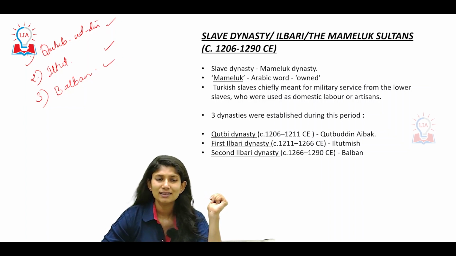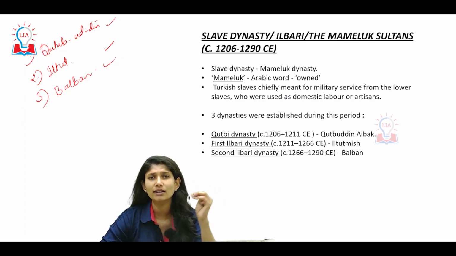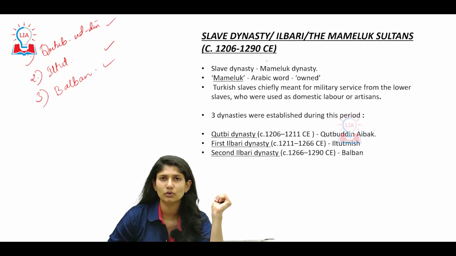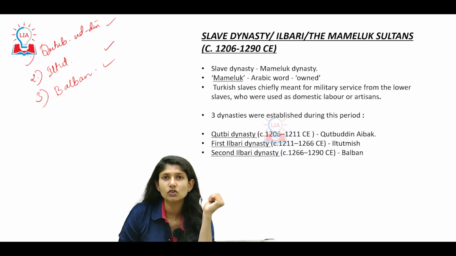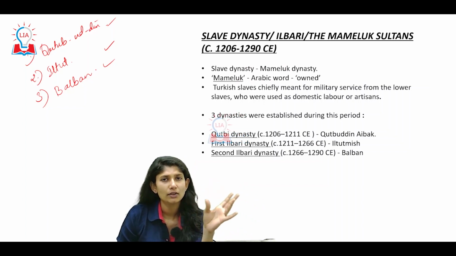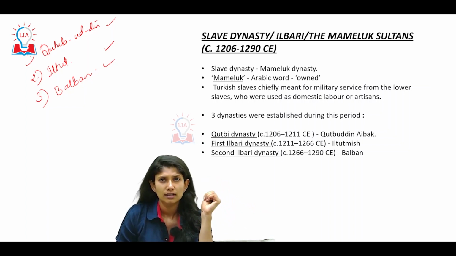These 3 are extremely important names that you have to know at any cost in your slave dynasty or Ilbari dynasty. The timeline is somewhere from 1206 to 1290. Look at this. Mamluk, slave dynasty or Mamluk dynasty. Mamluk means owned. Like as we discussed earlier, be it in the military or in the domestic chores, both are owned by a master, both have to show loyalty to their master.